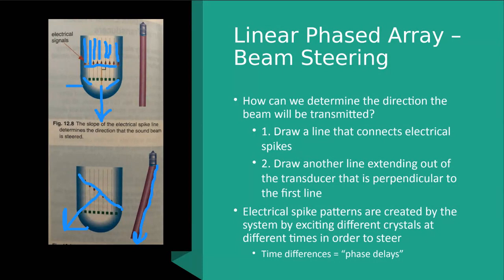Okay, that's exactly what we have written on this slide here. We're going to draw a line that connects our electrical spikes, and then we draw another line perpendicular away from that first line. The electrical spike patterns are going to be created by that system by exciting different crystals at different times in order to get that beam to steer in a certain direction. So these time differences are known as phase delays, right? So that kind of makes a little sense, right? It's a delayed reaction, and we're doing it in a phase.